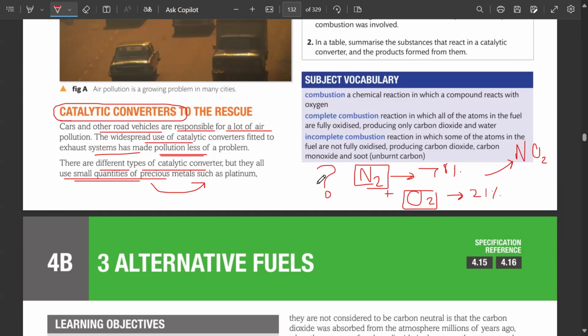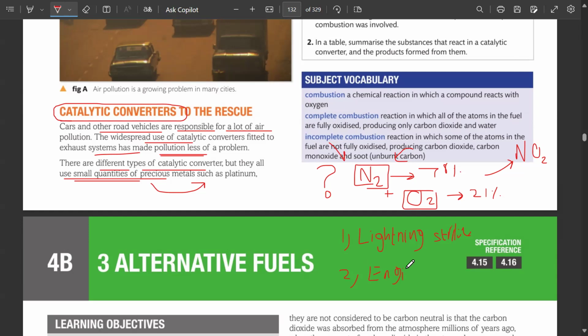Because your bedroom doesn't have enough heat or temperature that is required to break the bonds of nitrogen. That is why the only two sources of nitrogen dioxide are lightning strikes and car engines.